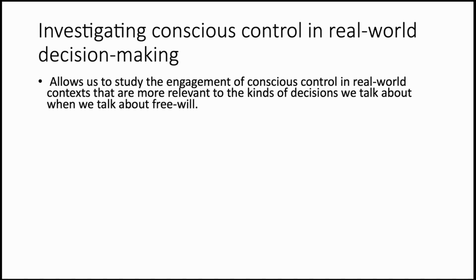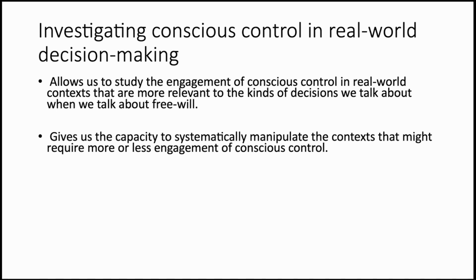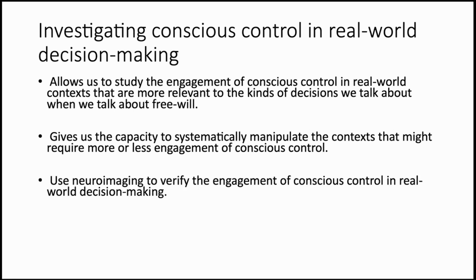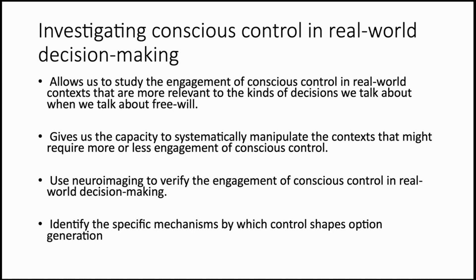One thing that's been important for me throughout this process has been to look at these kinds of cases that are closer to the decision problems we care about when we talk about free will. We can systematically manipulate whether or not you're going to require conscious control, look at the relationship between control regions and the number of intrusions that are coming to mind in these problems, and then use neuroimaging to figure out what the role of conscious control is.